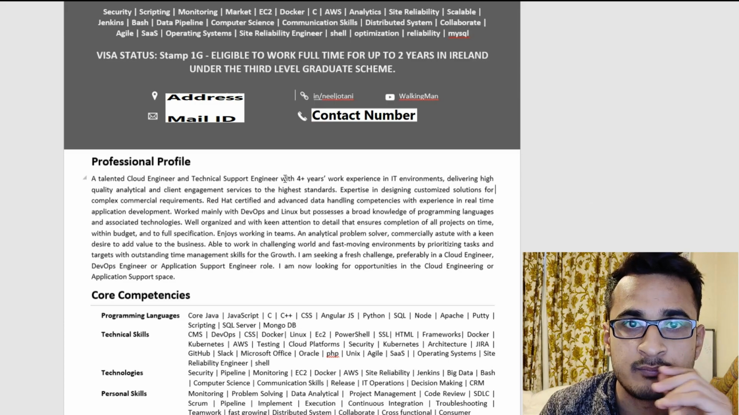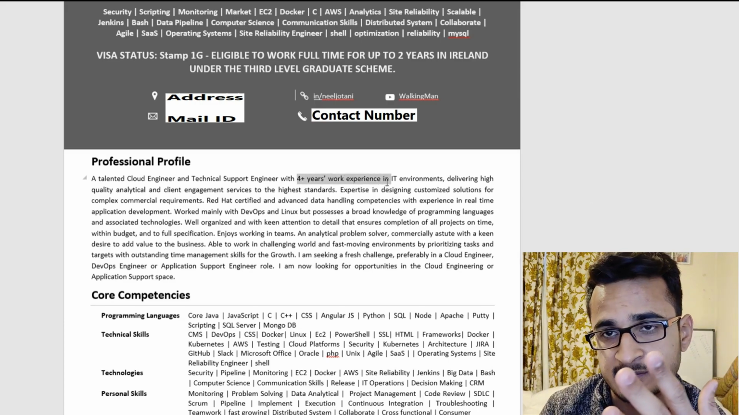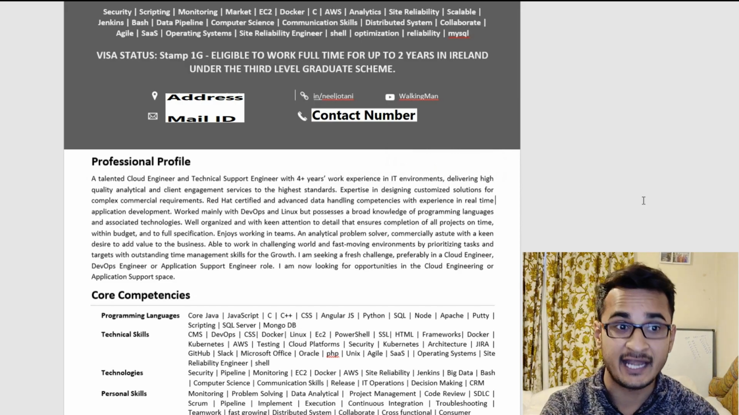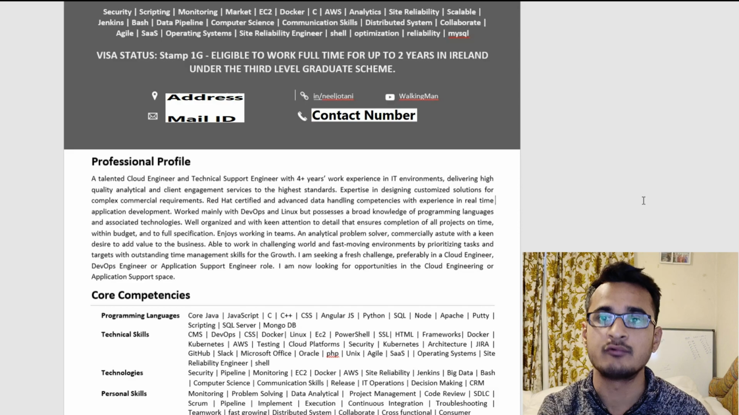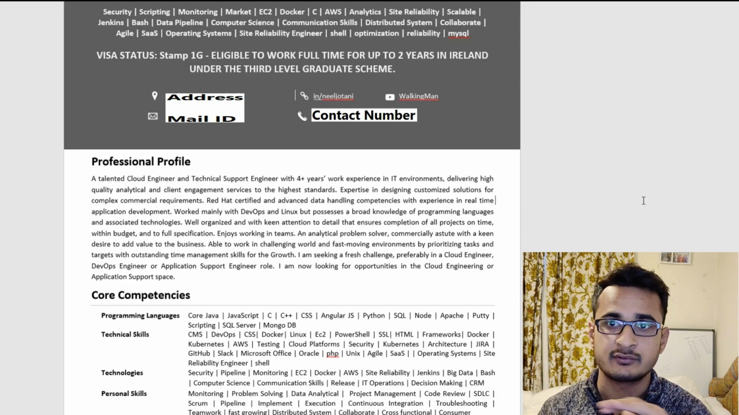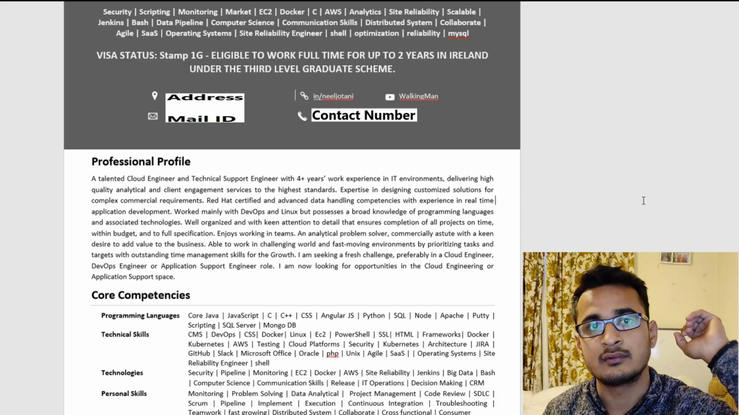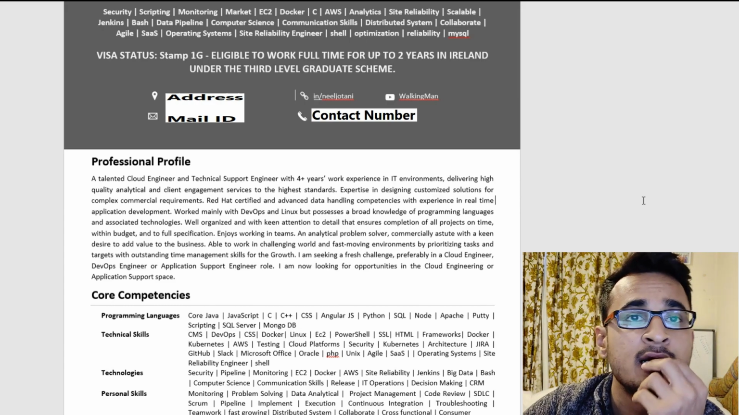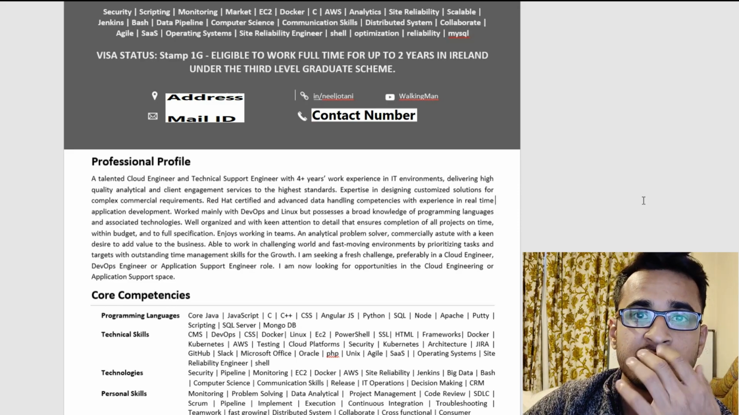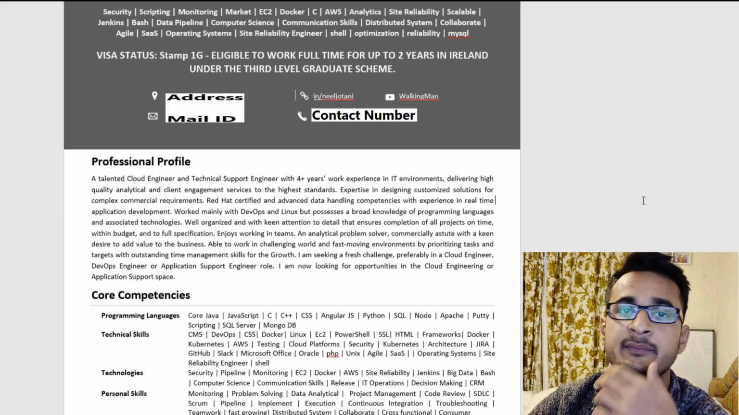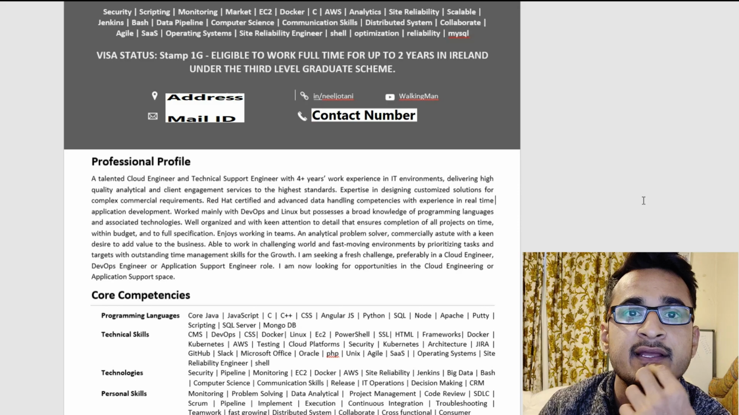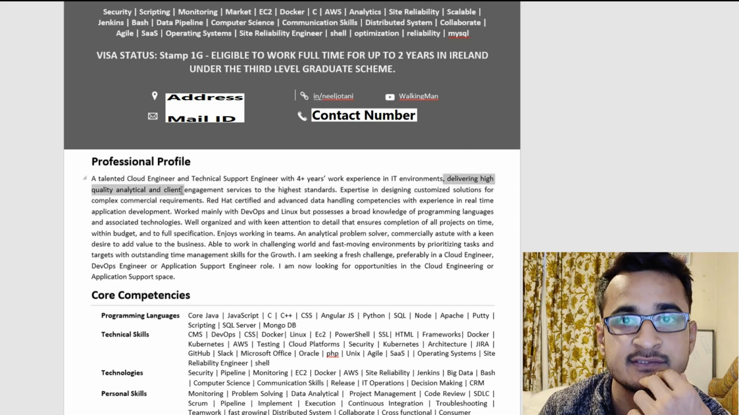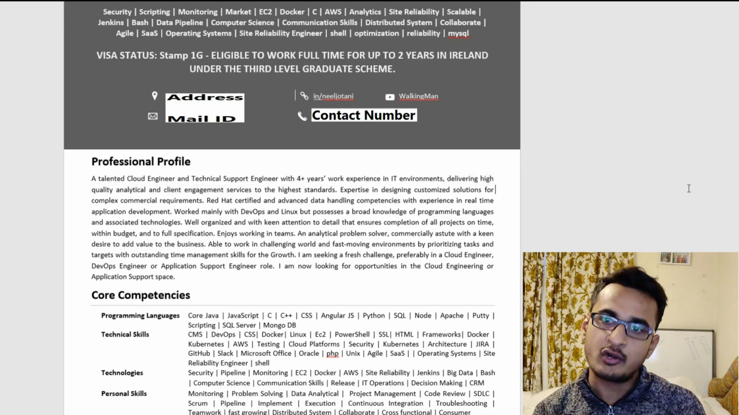Then how much experience I have? Actually, I don't have 4+ years of experience. I have 2.5 years of experience as an internship, but that was a full-time internship, so you can count that also, and 1.5 years of professional experience. So combining everything, I can put it over here. So you can also put your internship experience if you have full-time experience with certificates. And delivering high quality analytical and client engagement services. So you don't need to show only technical terms.